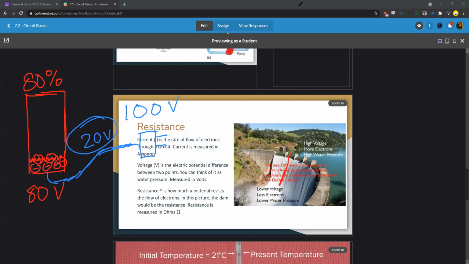Because there's more electrons here now, and the battery doesn't want more electrons. It doesn't want new electrons because there's too much of it here already. But as long as there's a potential difference, as long as you have a difference in potential, you have flowing electrons.